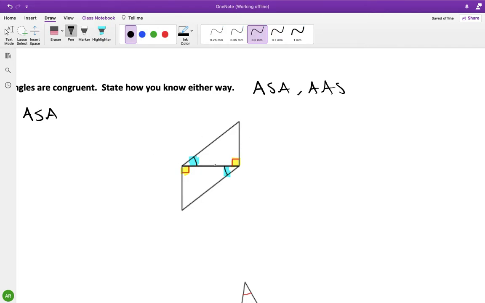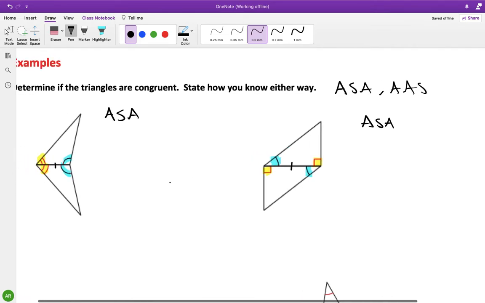And then once again, they're sharing a side. So this side is being shared between the two triangles, making it congruent as well. So once again, we have an angle, side, angle situation, ASA. And if we want to expand on that, we could say in both these scenarios that the angles are marked as such and they share a side.